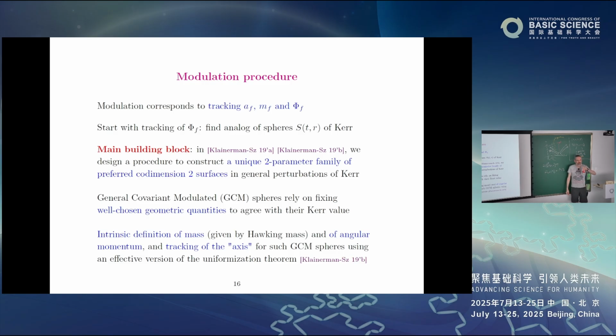Very exciting talk. Any question for Professor Szeftel?